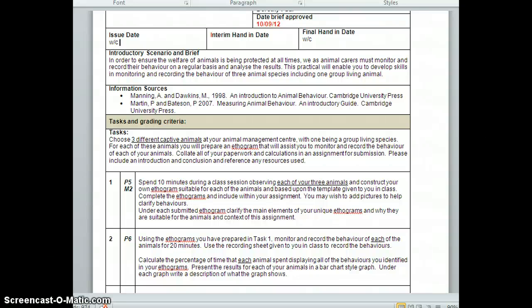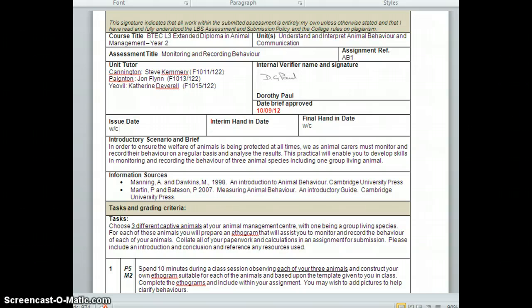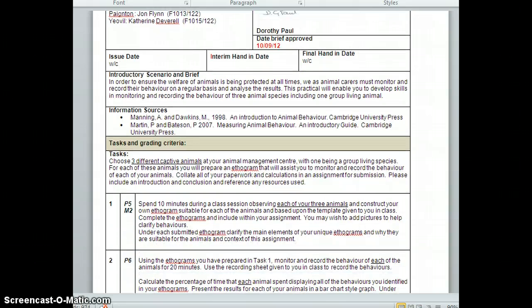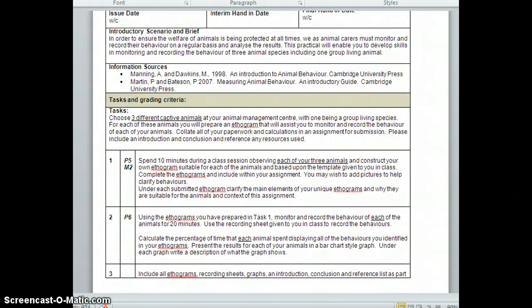Hello and welcome to your guide to the first animal behaviour assignment, which is monitoring and recording behaviour. So let's have a look at the task for this. Spend 10 minutes during a class session observing each of your 3 animals. Okay, so you need to choose 3 different animals and do 3 different observations, 10 minutes each.